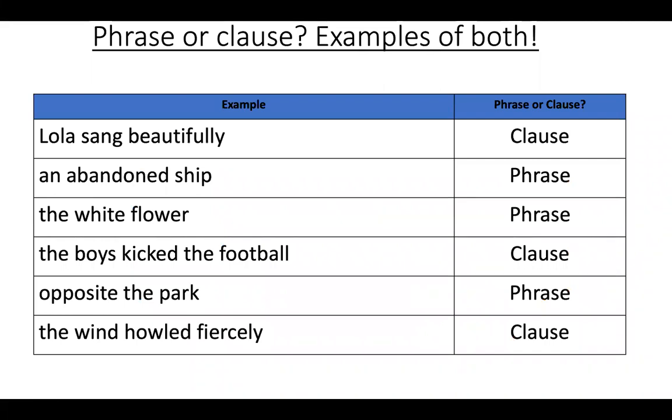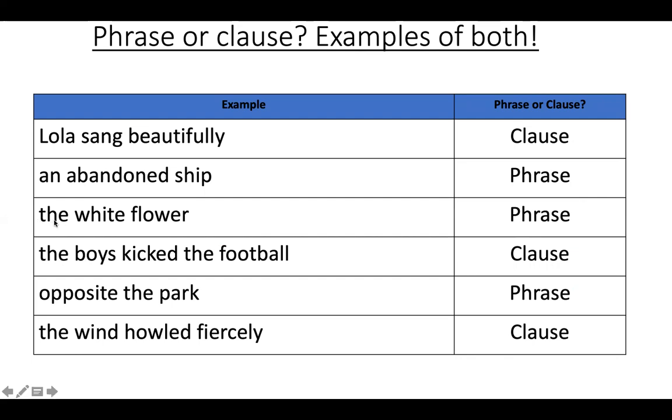Phrase or clause. Examples of both. So the first one we have, Lola sang beautifully. This is an example of a clause because we have a subject, Lola, and a verb, sang. The second example, an abandoned ship, is an example of a phrase because it does not contain a subject and a verb.